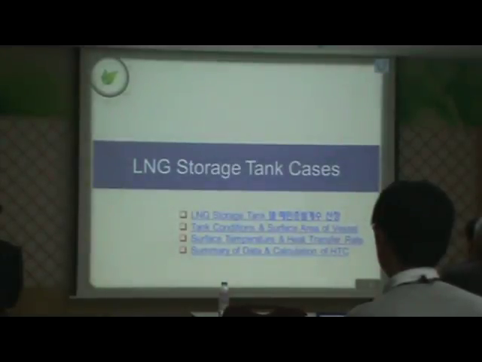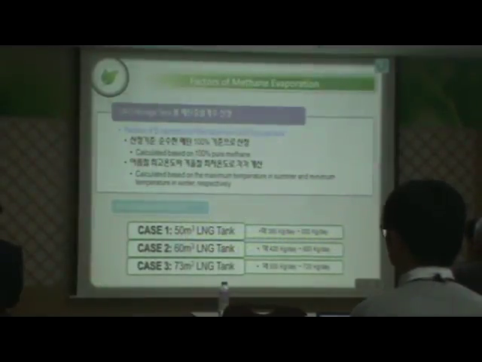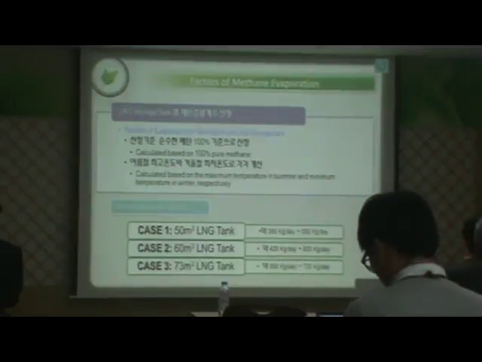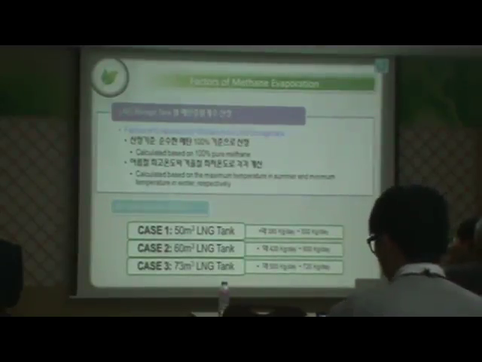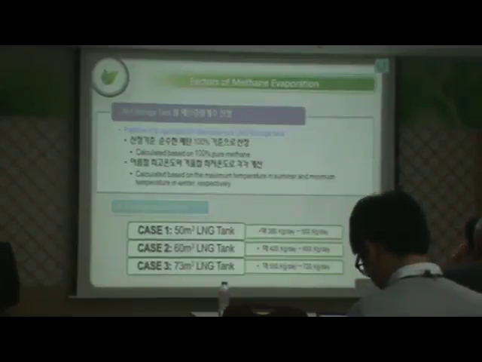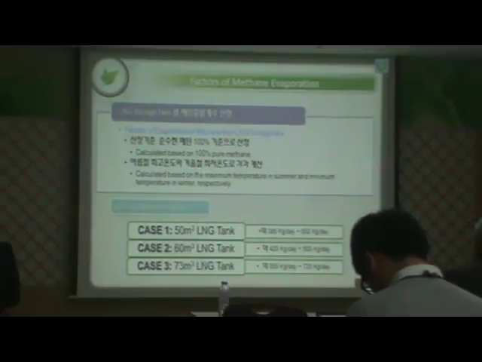And for the storage tank cases, these are the factors affecting the methane evaporation. This is calculated based on 100% pure methane, and it is calculated based on the maximum temperature in summer and the minimum temperature in winter. For case 1, we have this capacity of the LNG tank, and for case 2 and case 3 as well. And these are the approximate BOG per day.